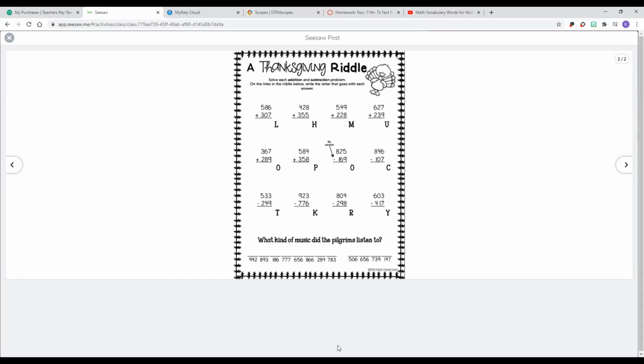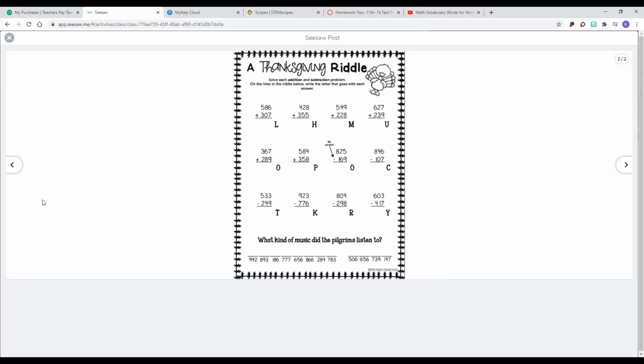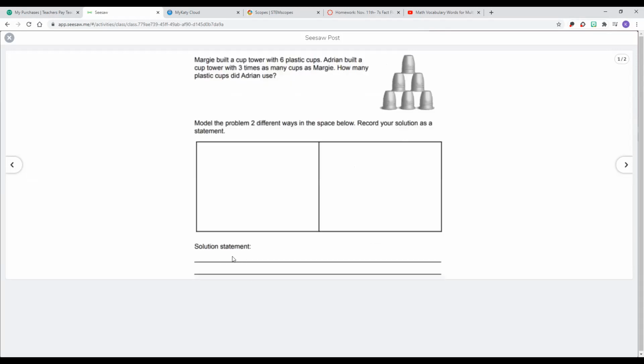All right. Should be pretty easy. Miss Star, can you go back to what's a solution statement? Oh, this one? That's just your answer, Walter. Remember, solution statement is just the answer. Okay? All right.